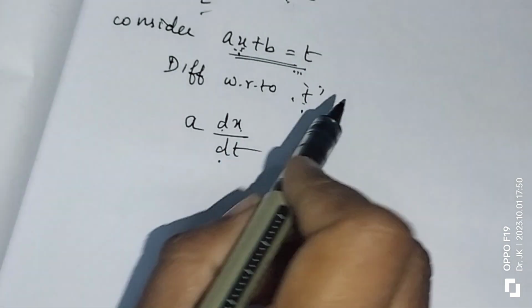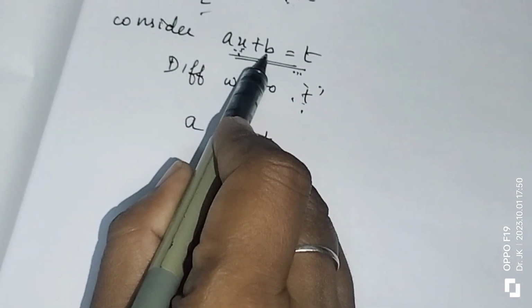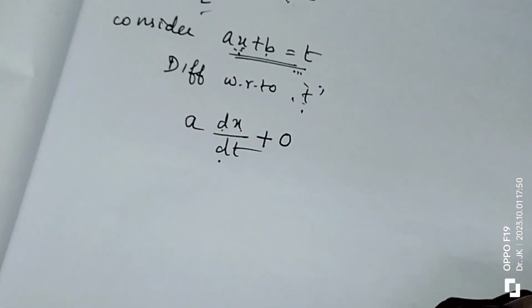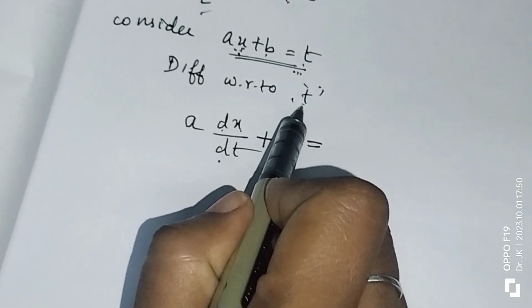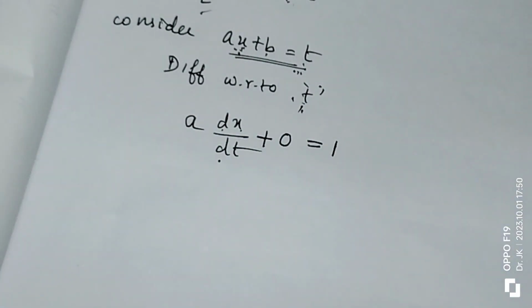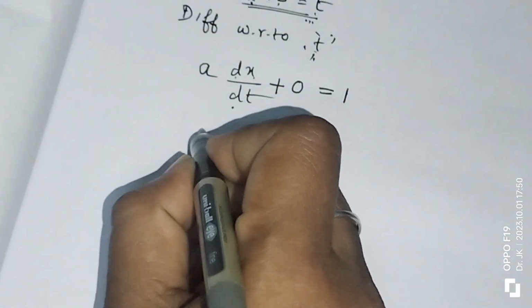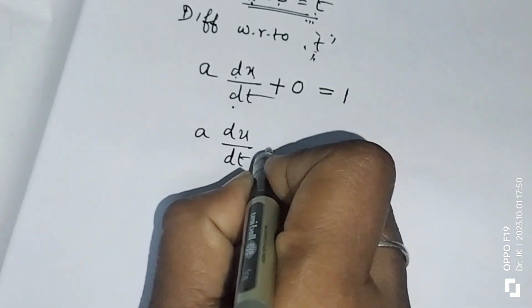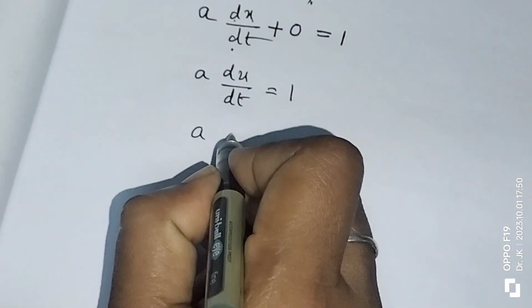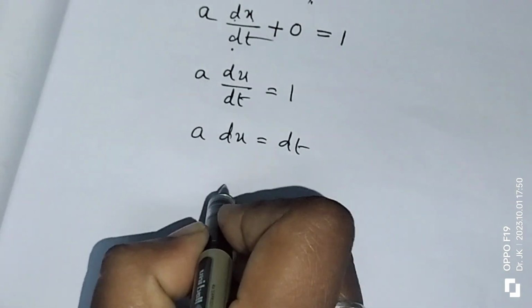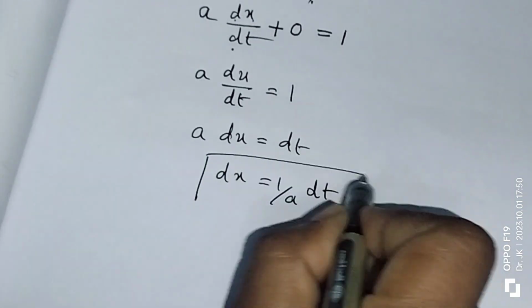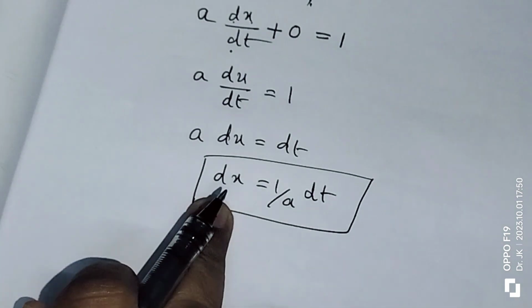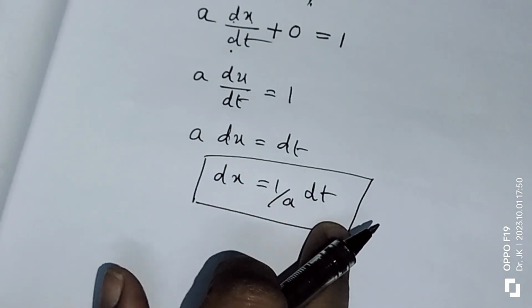Can you understand? And b is a constant. If you differentiate a constant, you will get 0. Then on the right side, we differentiate t with respect to t, so that will be 1. Finally we get a into dx by dt is equal to 1. So a into dx is equal to dt, and dx is equal to 1 by a into dt. Can you understand this? dx is equal to 1 by a into dt.